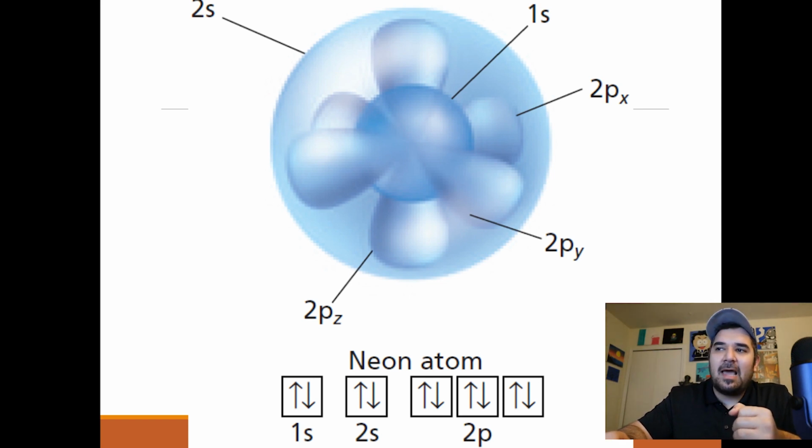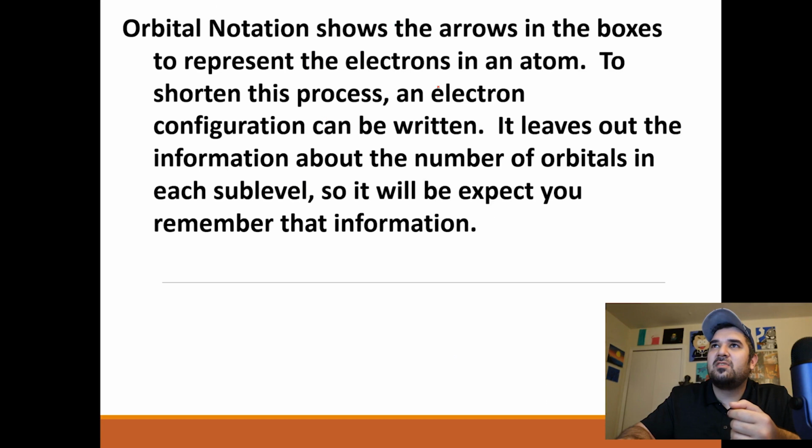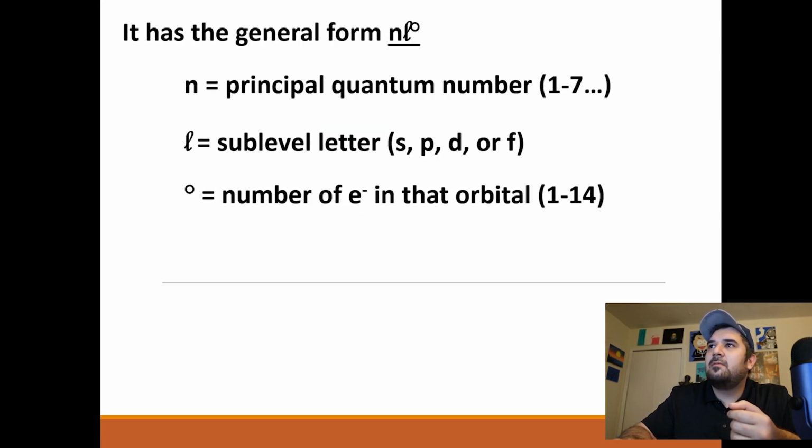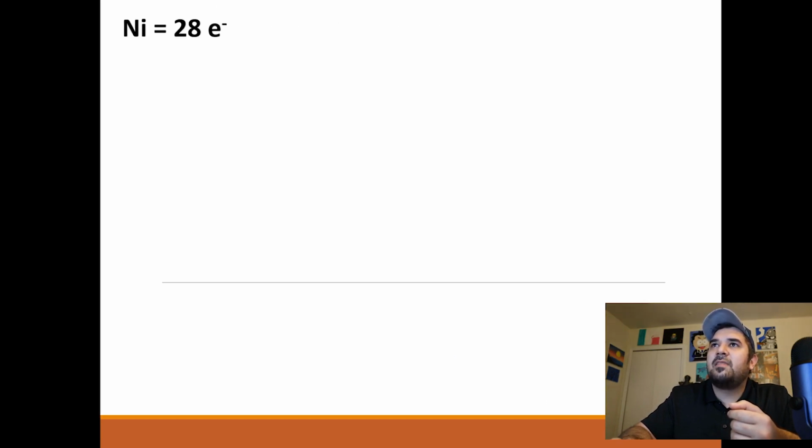So here we have a neon atom. A neon atom has 10 protons, 10 electrons. Here's our 10 electrons. So 1s2, 2s2, and then 2p6. And this is basically what it looks like. Not really important, just wanted to include it.